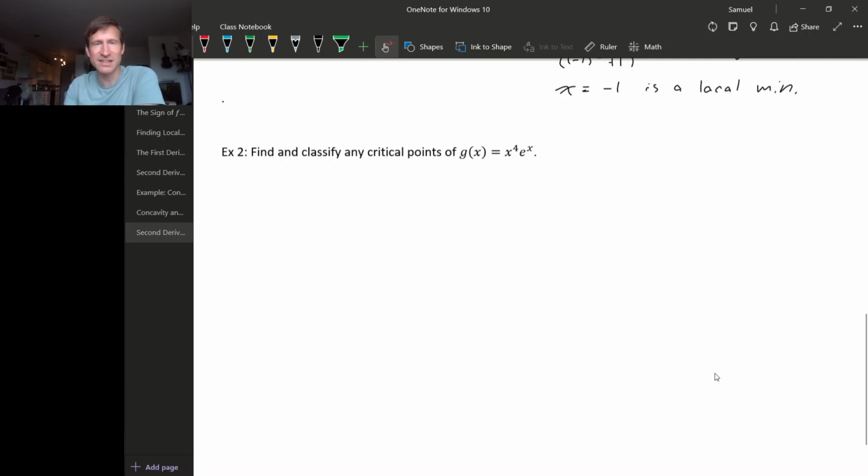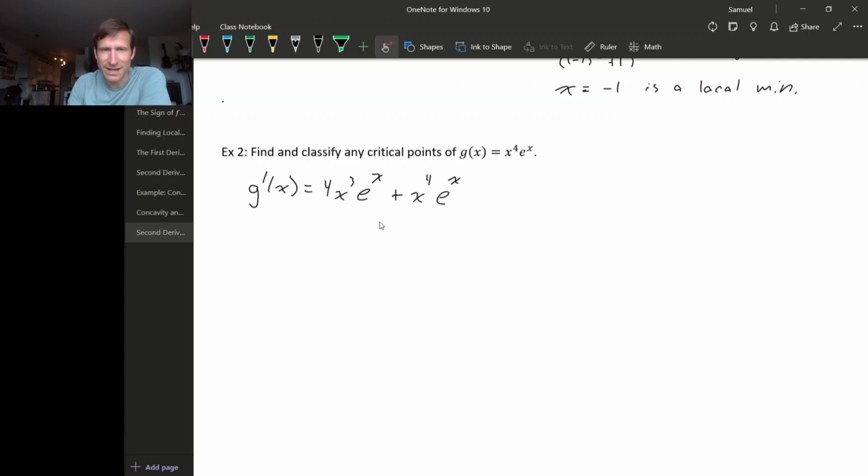Let's find and classify the critical points of this function, g of x equals x to the fourth times e to the x. Of course, we're going to need the first and second derivatives of g, so let's calculate the first derivative. We need to use the product rule, so 4x cubed times e to the x plus x to the fourth times the derivative of e to the x, which is e to the x.